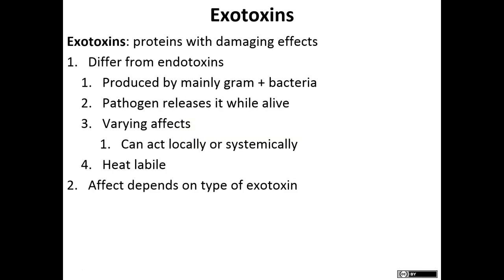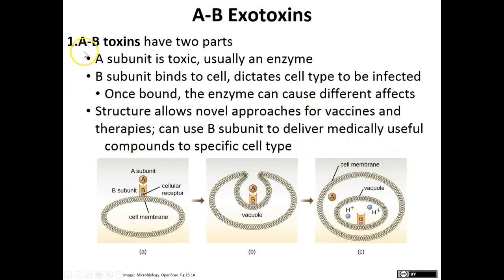Exotoxins are heat labile, which means they can be broken down in high temperatures. Whereas endotoxins are heat stable, these are heat labile. They do not stay functional in high temperatures because they are proteins, and proteins break down or denature in high temperatures, depending on the type of protein. And the effects then depend on the type of exotoxin that is produced.